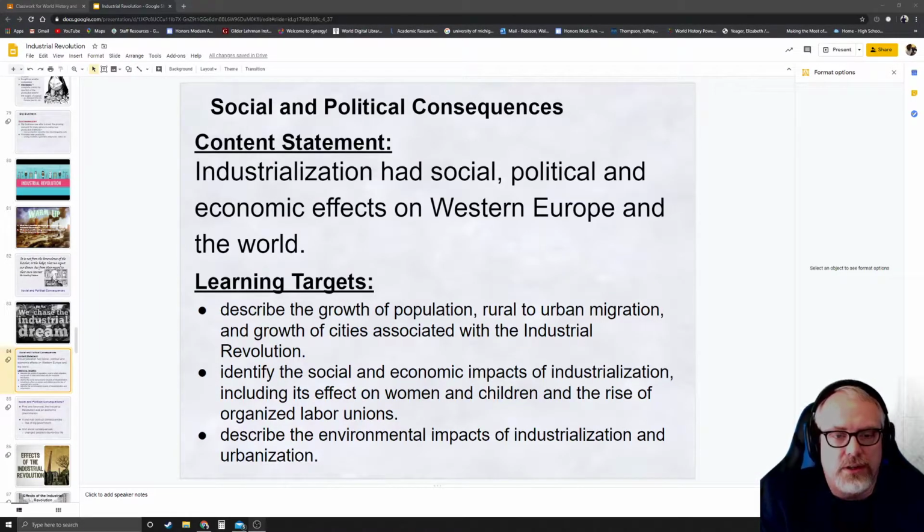And our learning targets are to describe the growth of population, rural to urban migration, and the growth of cities associated with the Industrial Revolution. To identify the social and economic impacts of industrialization, including its effects on women and children and the rise of organized labor unions, and then describe the environmental impacts of industrialization and urbanization.